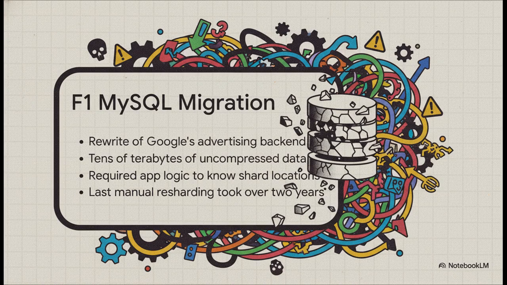To really put this pain into perspective, let's look at Google's F1 ads backend. They were dealing with tens of terabytes of uncompressed data on a manually sharded MySQL database. It was so complex that the app logic literally had to know exactly which shard held which customer's data. And get this, their last manual resharding took the team over 2 intense years of coordination. Seriously, 2 whole years just to reorganize data.